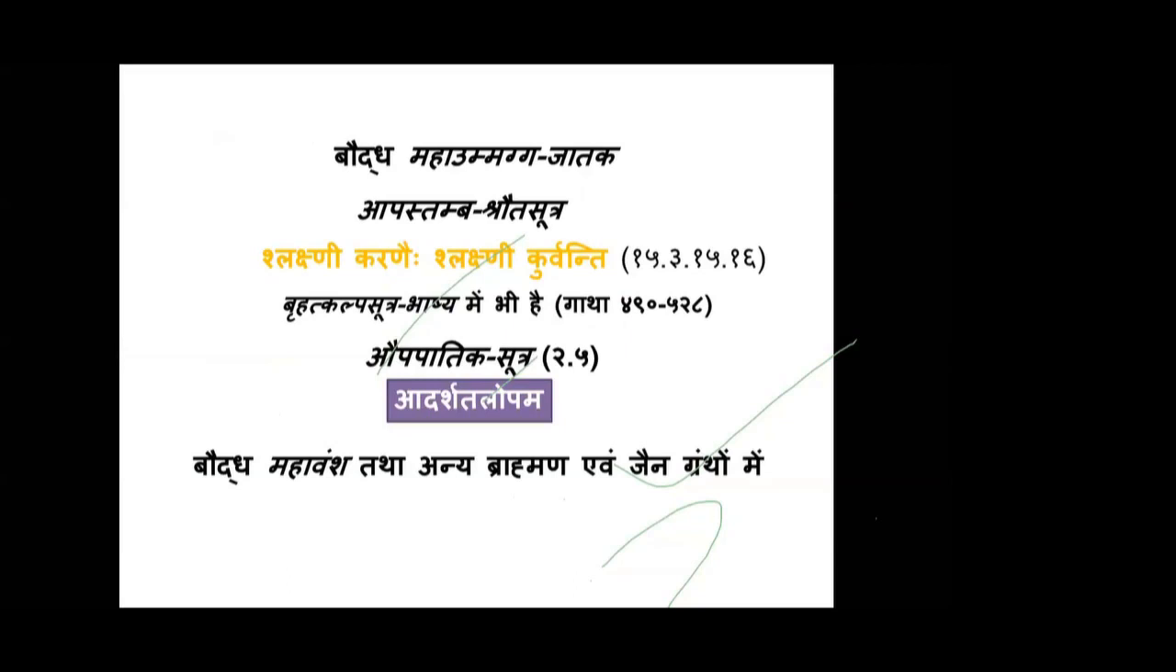So there is the Jatak, Maha Ummagga Jatak. A palace is described there. Apastamba Shrauta Sutra, this is the Jain text, very clearly it says, Shlakshani Karanaiha, Shlakshani Kurvanti. And the same type of things are also in other texts. Adarsh Talopam I have referred to earlier also.